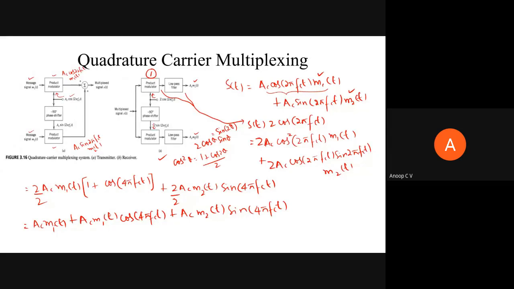So this one is a low pass signal, right? It doesn't have any cos 2 pi fc or 4 pi fc term. So this is a low pass signal or low frequency signal. But if you see here, this is a high frequency signal, right? And this one is also a high frequency signal, right? Are you ready to accept what I told?